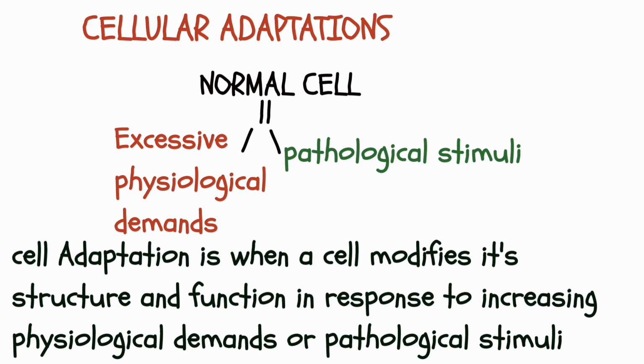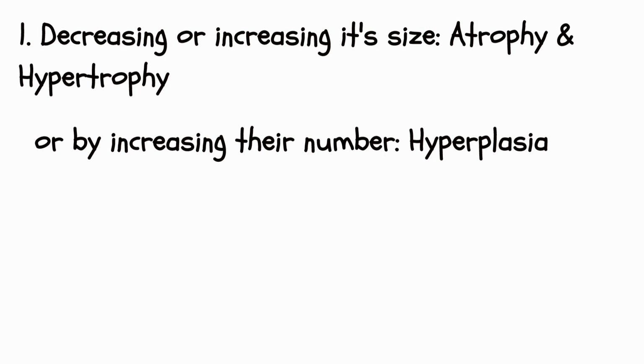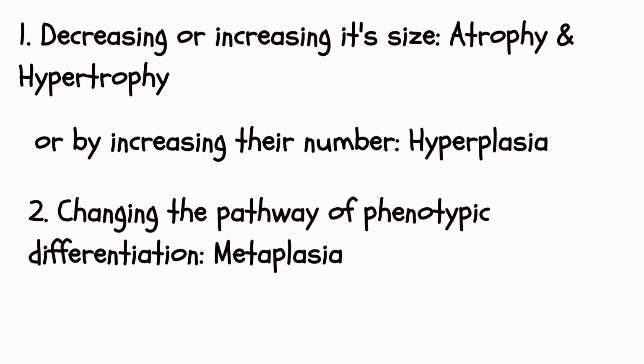Cell adaptations can occur by the following processes. One, by the cell decreasing or increasing its size, that is atrophy and hypertrophy respectively, or by increasing their number, that is hyperplasia. It can also occur by the cell changing the pathway of phenotypic differentiation, that is metaplasia. So what I'm trying to say is that cell adaptations can occur either by atrophy, hypertrophy, hyperplasia, metaplasia, and so on. We'll talk about those later.